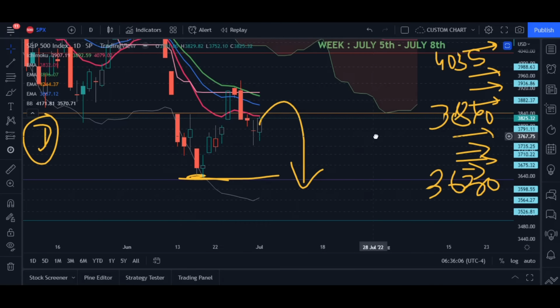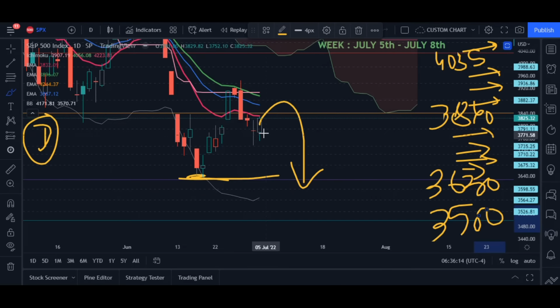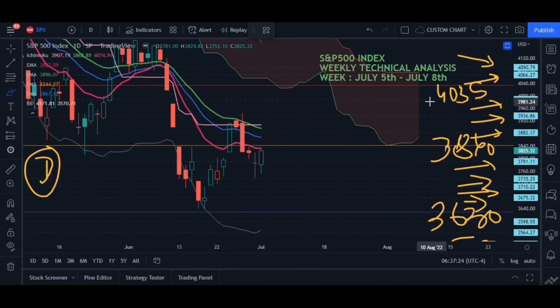Now after 3630, we have some other support levels, and these support levels are mentioned here. Then finally we have 3500. So if in the coming week the market comes down, I am not expecting the market to breach 3500. Any movement in the market will be restricted to 3500. So guys, these are the support and resistance levels for the coming week, from July 5th to July 8th.